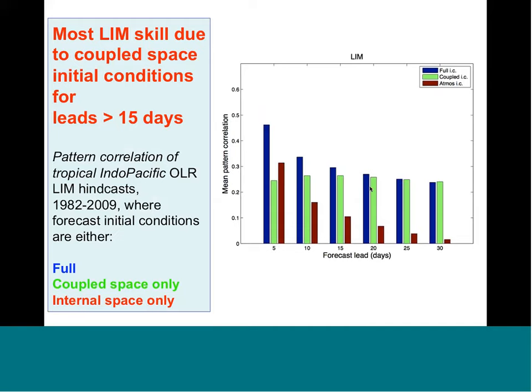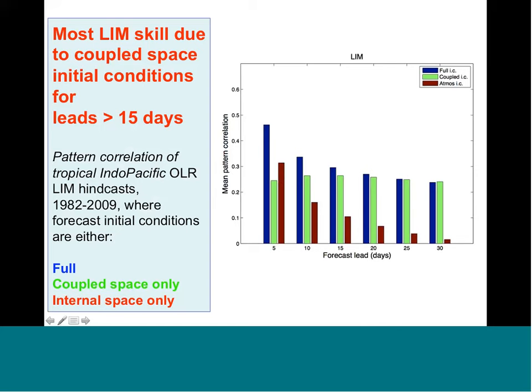And here I'm just going to show the skill stratified by projecting initial conditions, in the context of the LIM now, either only on the coupled space or only on this internal atmospheric space to start, and then just see how the skill varies. And what I find, and it's not really too surprising, is that early on, there's actually a little greater skill if I only had the internal atmospheric component and initialize my forecast with that.